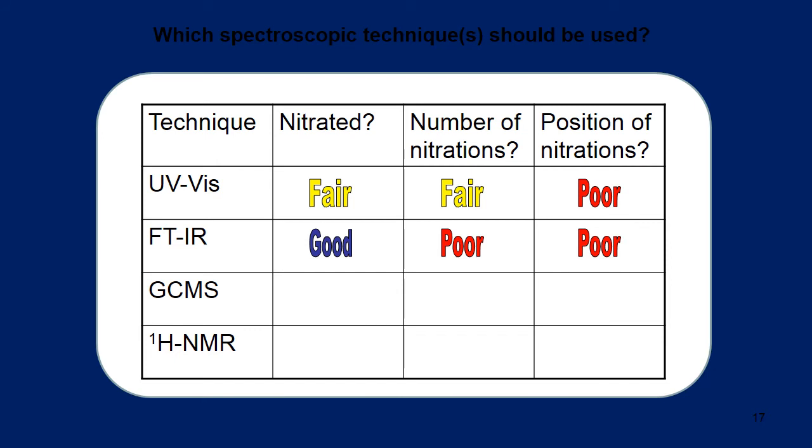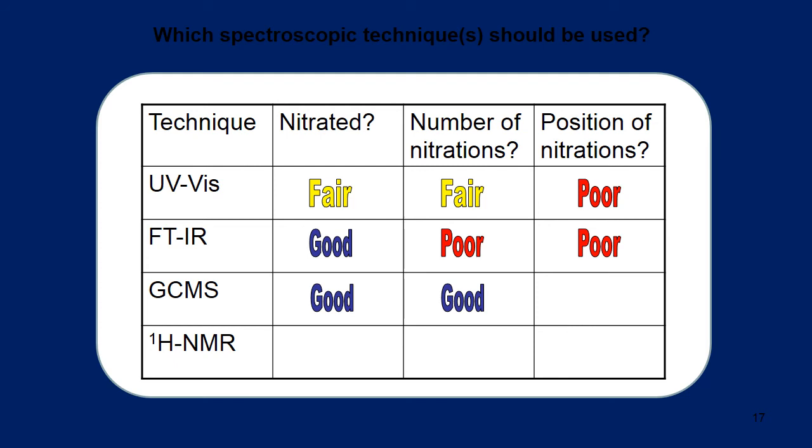How about GCMS? Could that tell us we've nitrated our product? It certainly could. It shouldn't be that difficult to run a GCMS and note that the mass of the molecular ion and masses of fragments correspond well to a compound which has been nitrated. Could it tell us the number of nitrations? Yes, it probably could. Again, because each time we add a nitrate group, we're adding a very specific mass to the compound, and we're creating bonds which fragment in known ways.